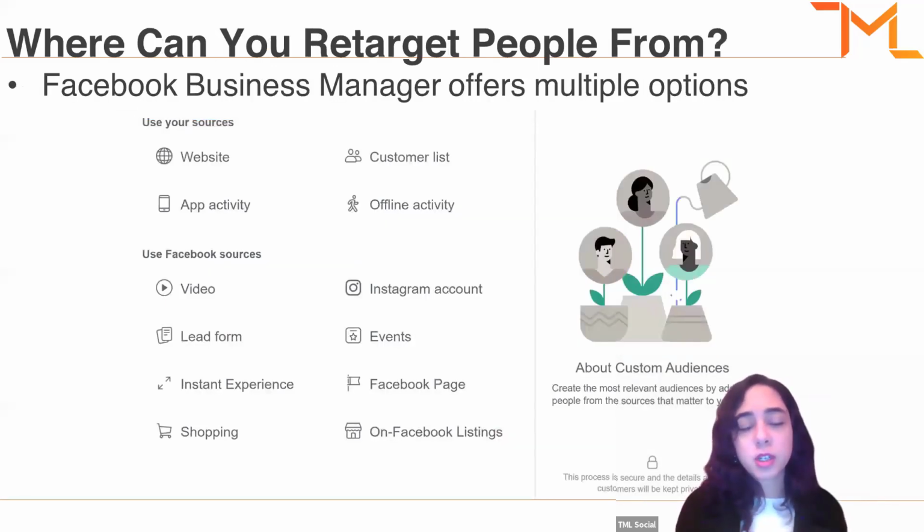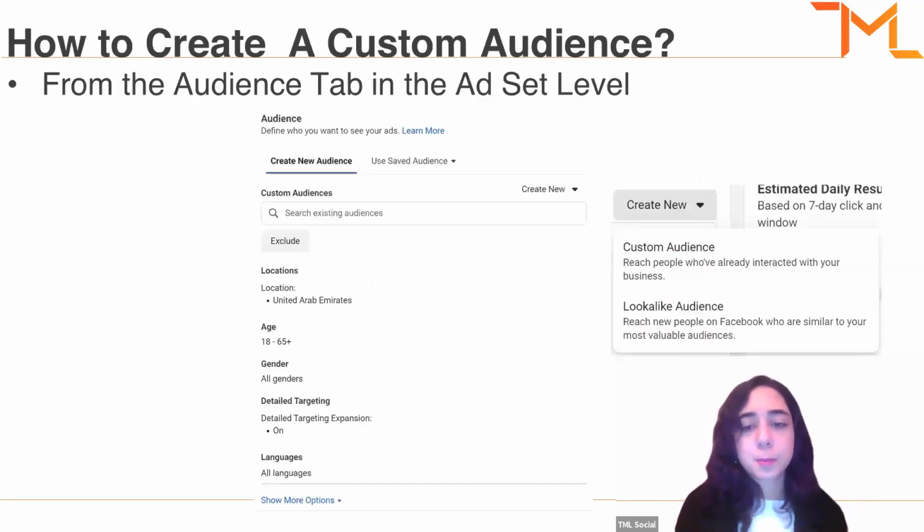So I'm going to cover how to do it on Facebook Business Manager. What can you retarget, what behaviors, and on which platforms? We have multiple options. You can get people who have visited your website, like the example I just gave, people who have performed a certain activity on your app, people who have seen a video, clicked, or filled a form. We're going to go through each one of these one by one.